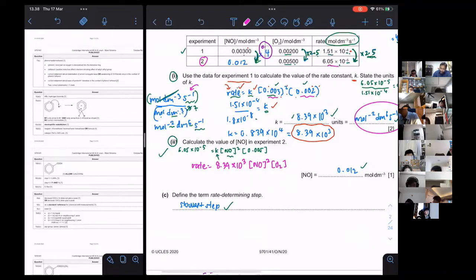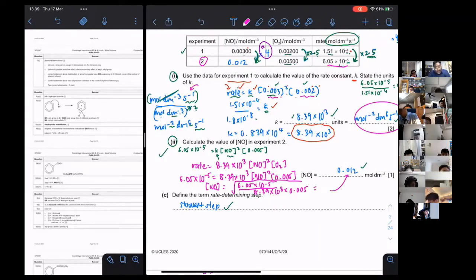So you just need to put in the values: 6.05 times 10 to the power negative 5 equals 8.39 times 10 to the power 3 times NO to the power of 2, then O2 is 0.005. Okay, now you can calculate, which is going to be 6.05 times 10 to the power negative 5 divided by 8.39 times 10 to the power 3 times 0.005, then square root. I'm very sure you can get this answer.